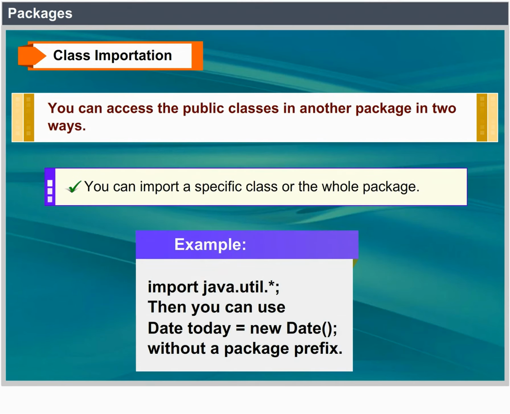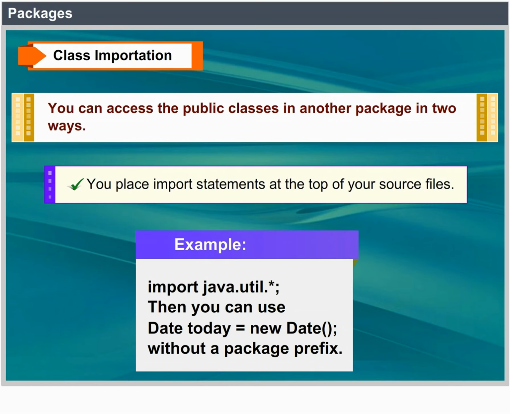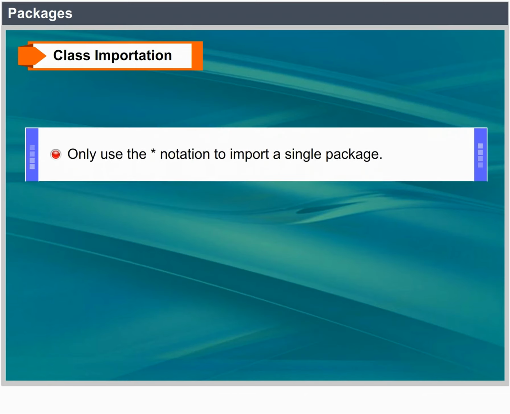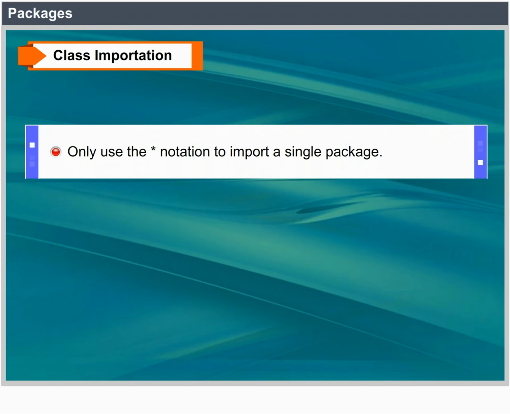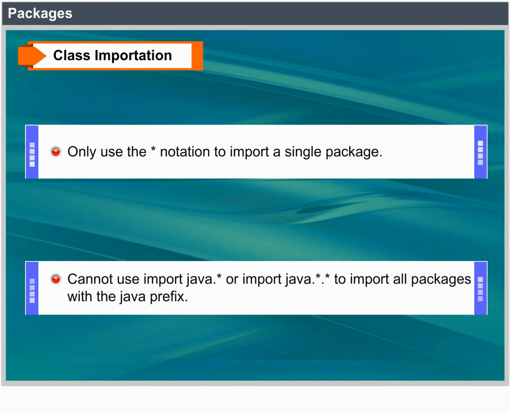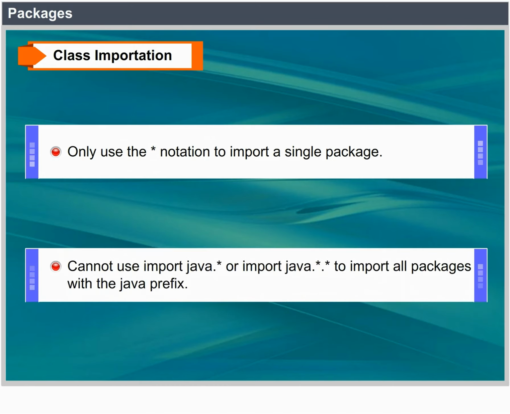You can import a specific class or the whole package. You can place import statements at the top of your source files. For example, import java.util.*; Then you can use Date today = new Date(); without a package prefix. Only use the star notation to import a single package. You cannot use import java.*; or import java.*.*; to import all packages with a java prefix.